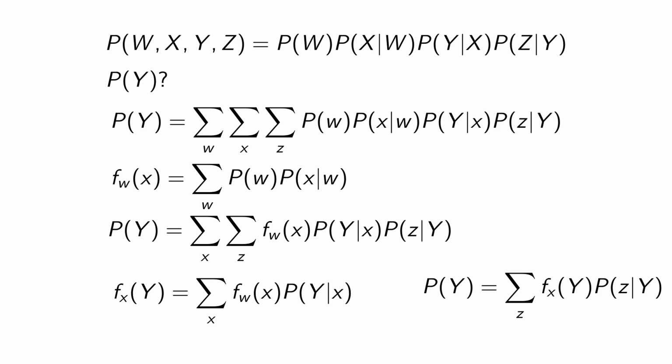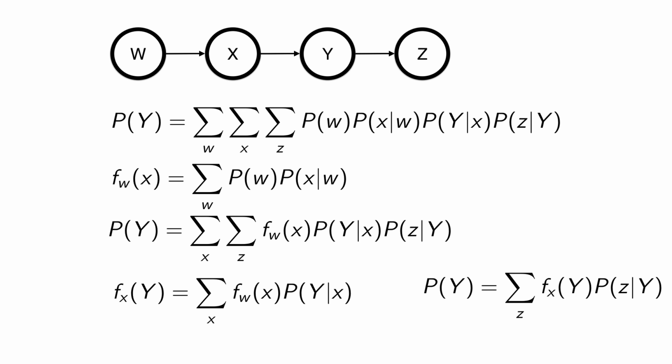And a lot of that reasoning comes in by looking at the structure. So let's think about the structure of this Bayesian network. If you just draw out all the conditional probabilities that I wrote up at the top, you can see that this is a chain structure Bayesian network. There's a W that points to an X, that points to a Y, that points to a Z.